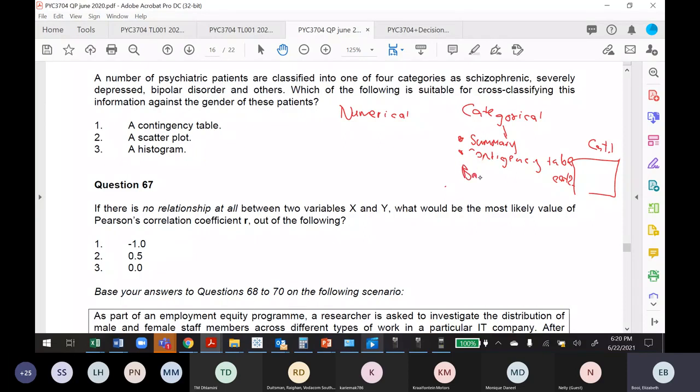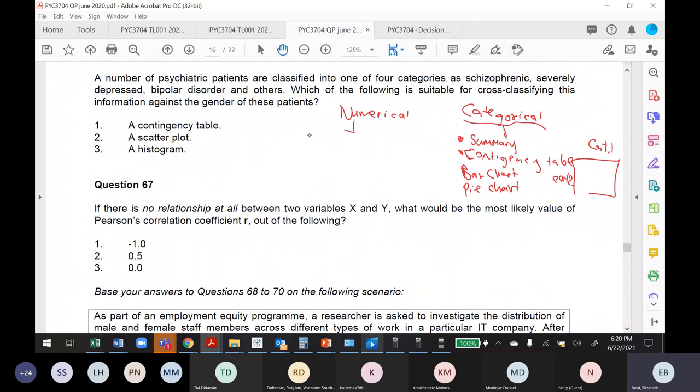Then you can also summarize it in terms of a bar chart or pie chart. So those are the things that you can do. This is a bar chart. Like I said, please ignore my handwriting. Maybe in my next life, I will become a doctor, so I can write scripts. Okay, so that's how you summarize categorical data.